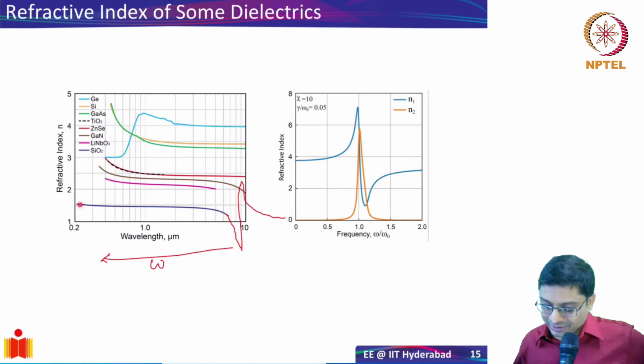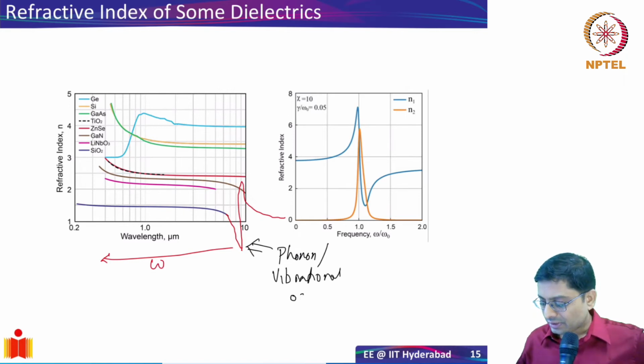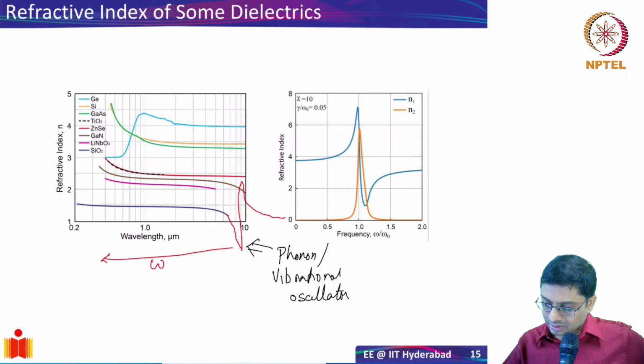Similarly, if I look at it, there is going to be another UV oscillator. So this is a vibrational oscillator. We all know, we talked about it. At IR frequencies, this is my phonon or vibration, right? Vibrational oscillators. Whereas if I go into the higher frequencies, as frequency increases, there's going to be some other oscillator here down, which is causing this to behave like this.